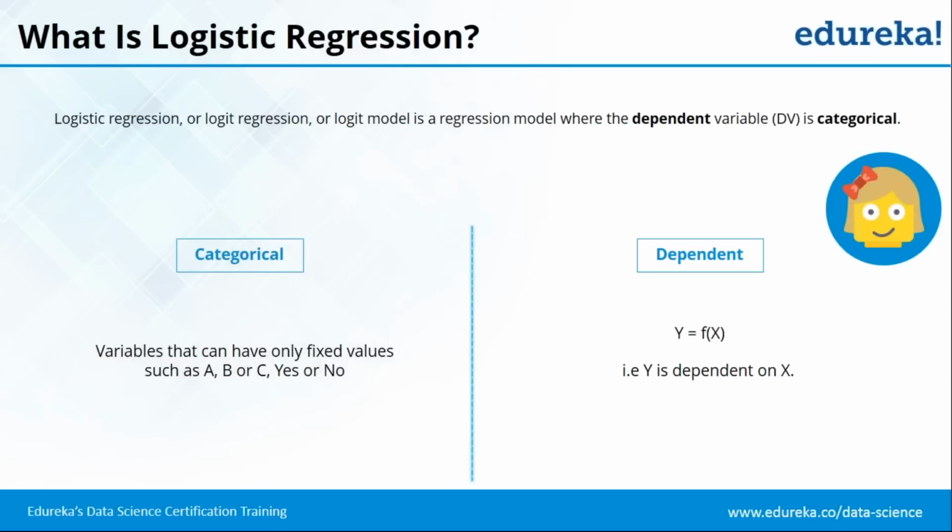So logistic regression is also known by these names as well: logit regression and logit model. It's a regression model where the dependent variable is categorical. Like I've been saying in the previous slides as well, whenever the dependent variable is categorical, you use logistic regression, and that is what it is all about.